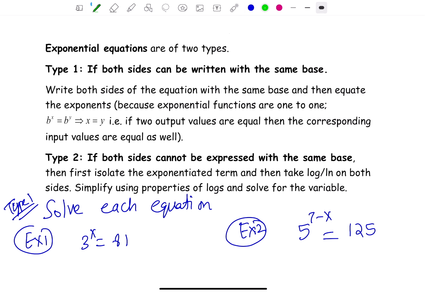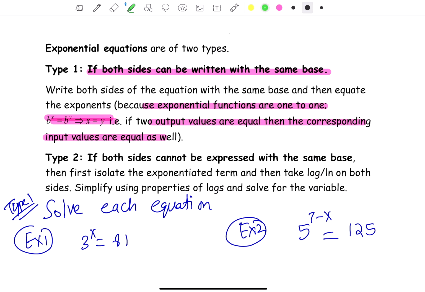Exponential equations are of two types. The first type, where both sides can be written with the same base. If that's a possibility, our goal is to write both sides with the same base and then use one-to-one property of exponential functions, which means if two output values are equal, then the corresponding input values are also equal.